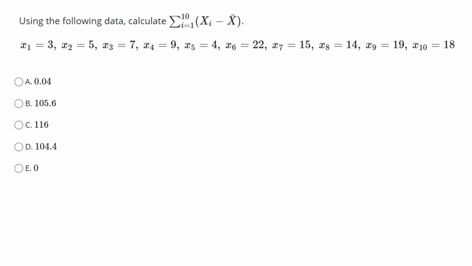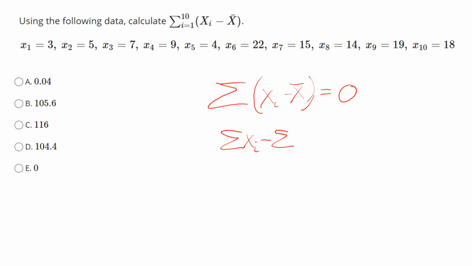to do so because of this rule that we learned, which is that the sum of xi minus x bar is always equal to 0. And the reason for that, as demonstrated in lectures, is that you can break that expression up into two terms, sum of xi minus sum of x bar, and what you notice is that these two things are essentially identical.